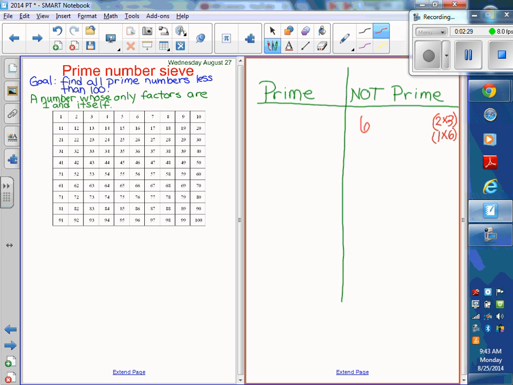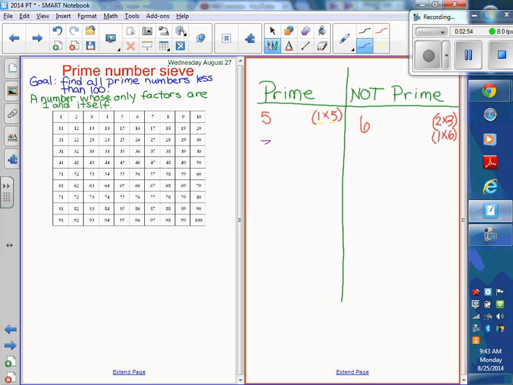But 5, the only way to get 5 with multiplying is 1 times 5. Therefore, 5 only has 2 factors, 1 and 5. Try to think of another example of a prime less than 10. So hopefully you've come up with one.